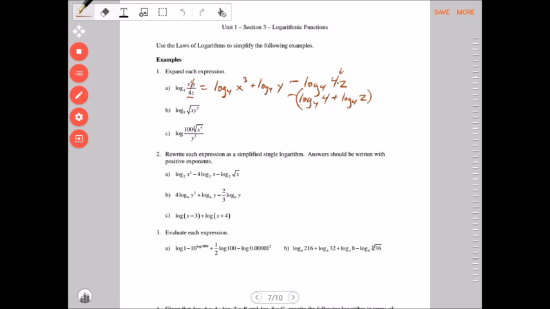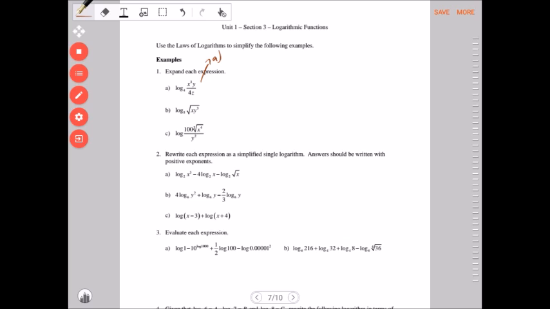All right, so let's have a look at these laws in action, if you will. Sorry, I had some writing on here. Okay, so we want to expand each expression. Now there's not a lot of room here, so I'm going to write fairly small. So you know what? I'm even going to do A up here, just because I have room. You have enough room on your sheet to do it right beside.